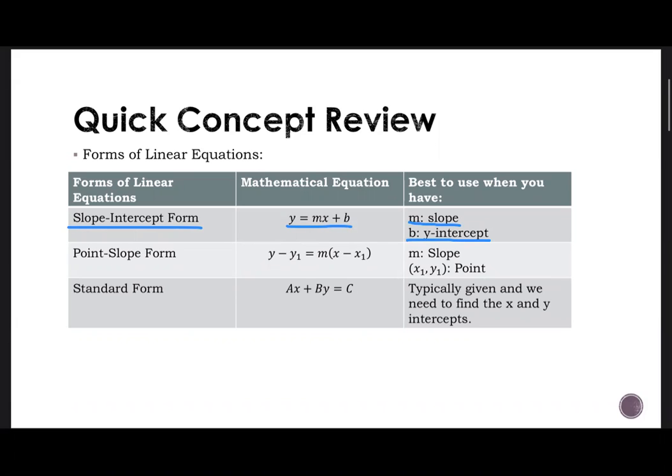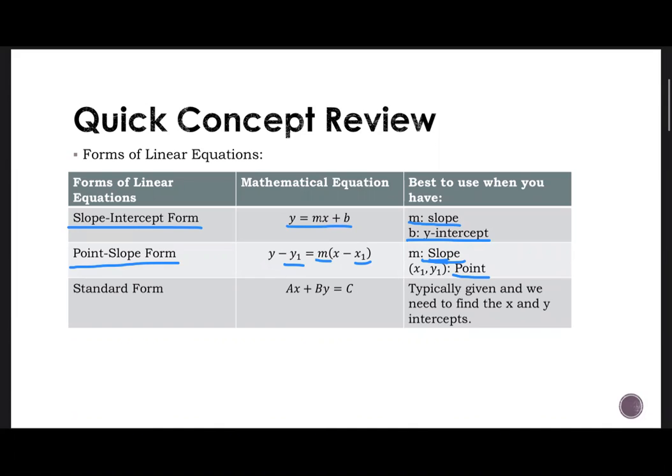The next form of a linear equation that you could potentially see is the point-slope form. And the point-slope form takes a point and a slope and puts it into an equation. So we use this typically when we have the slope and we're given a point. So the names tell us when it's best to use which form of a line. If we have the slope and the y-intercept, we want to use slope-intercept form. When we have a point and a slope, let's use point-slope form.